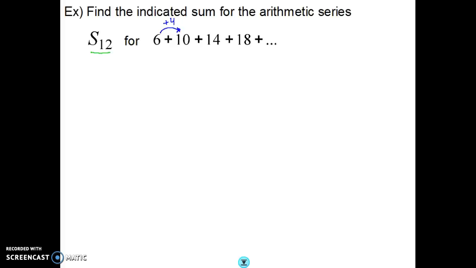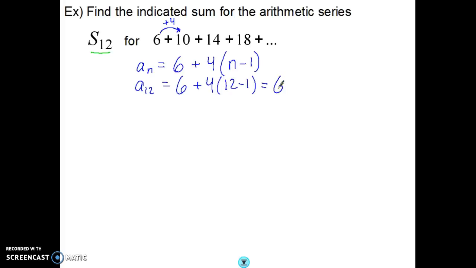It's 4, which means our rule for the series, a sub n, is just a sub 1, which is 6, plus 4 times n minus 1. Specifically, we're looking for a sub 12, so we'll do 6 plus 4 times 12 minus 1. 12 minus 1 is 11, so we are really doing 6 plus 4 times 11. 4 times 11 is 44, plus 6 is 50. So a sub 12 is 50.